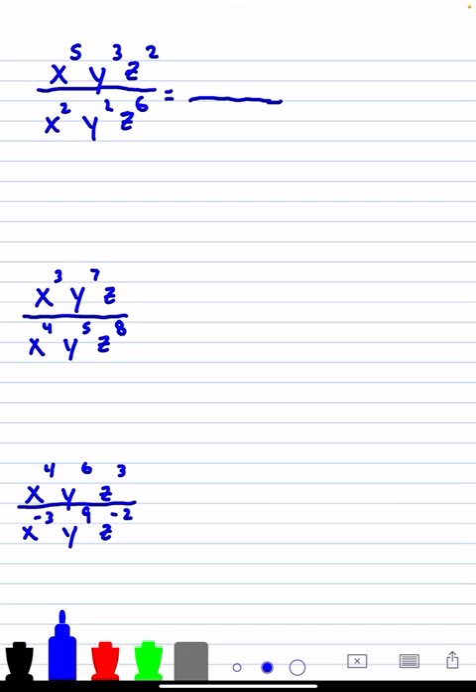X to the fifth over x squared. The difference here is 3. So it's larger in the numerator, so that would be x cubed. We have y cubed over y squared. Remember the rules. That's 3 minus 2. It's higher in the numerator. 3 minus 2 is 1. So that's y. Then we have z squared divided by z to the 6th. The difference between 6 and 2 is 4. But remember, the z is higher in the denominator, the degree of z. So that's it. So now, let's go down to this next problem.